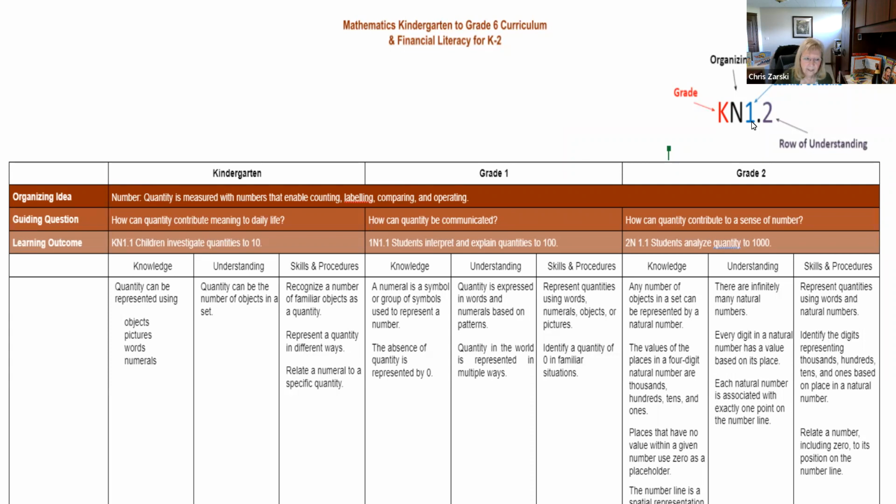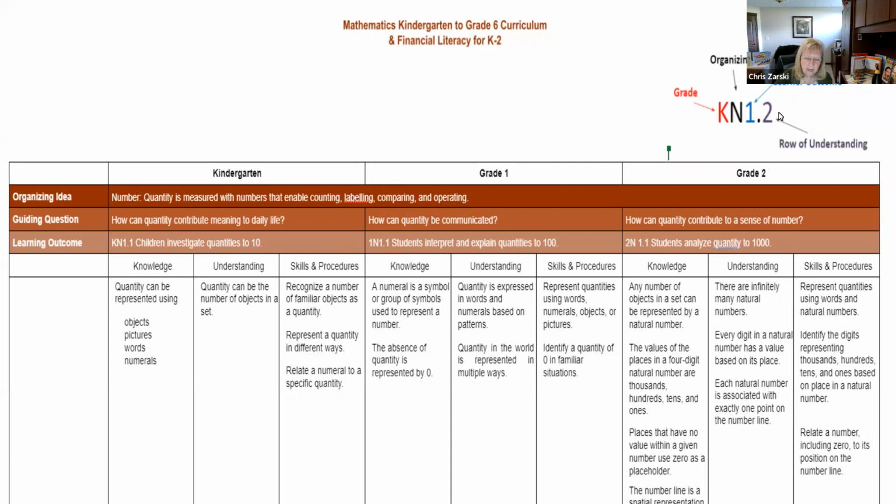The next one is the learner outcome. So in this document, this is page 1 of our math document. So this would be the first learner outcome that we would encounter in the process of reading through this document. So it's children investigate quantities to 10 for kindergarten, or it's students interpret and explain quantities to 100 for grade 1, and so on. So when we go through these, we look at which outcome this is. It's the first one that shows up in the document.